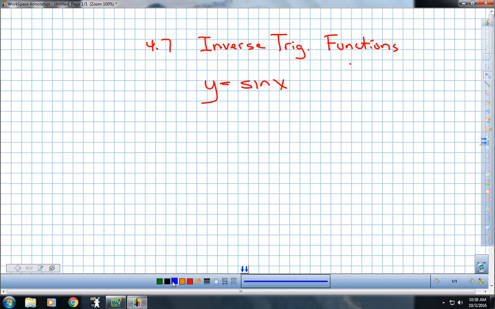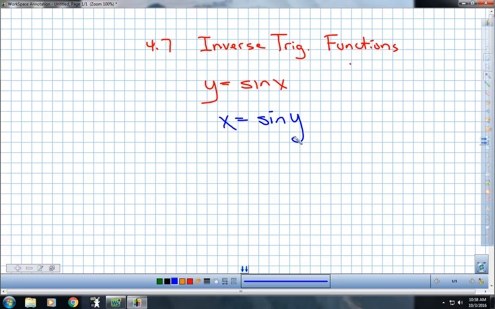Anybody know what an inverse function is? From, I think, Algebra 1. And what does it mean to be an inverse? Perfect. Okay, inverse functions just means that the x's become the y's and the y's become the x's. So the inverse function would be x equals the sine of y. Okay? The inverse function of y equals sine x would just be x equals sine y.